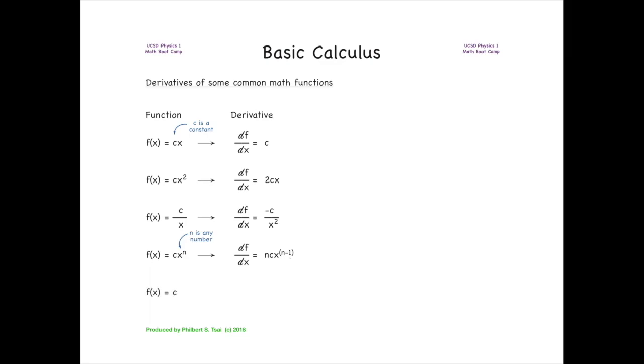If f of x is just a constant, we remember that x to the 0 is the same as 1. And we can always multiply any number by 1, so we can write c as cx to the 0. If we repeat the procedure of bringing the exponent down, then we end up with a 0 out front, and 0 times any number is 0. And that tells us that the derivative of a constant is always 0.